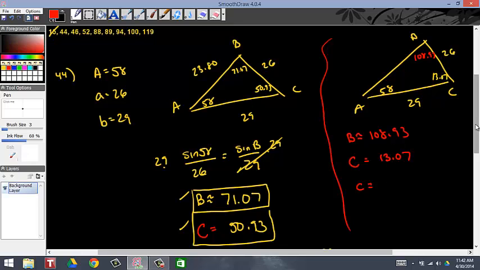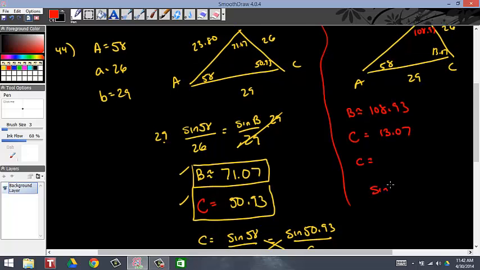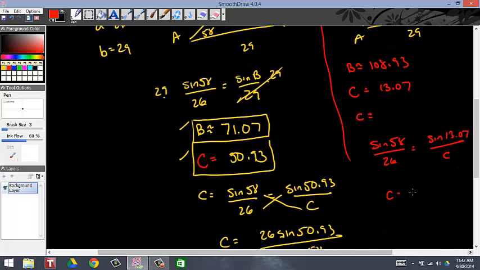Okay, so now let's do law of sines again. Sine 58 over 26 is equal to sine 13.07 over, looks like C. So we get C equals 26 sine 13.07 over sine 58. So sine 13.07 times 26 divided by sine 58. Okay, we get 6.933.